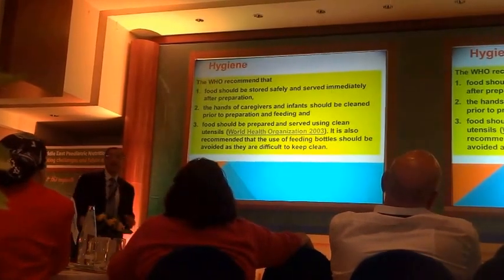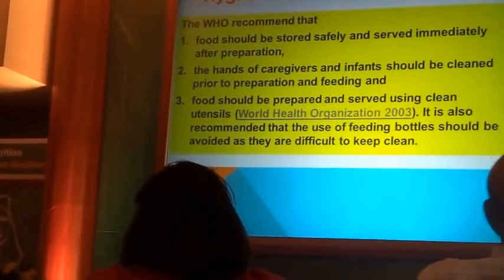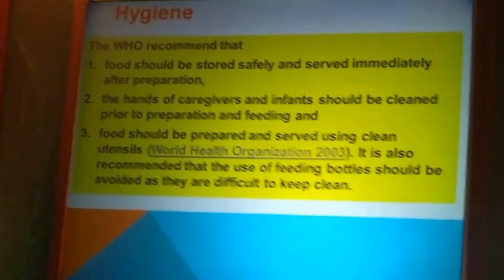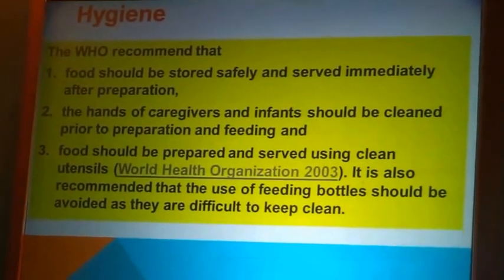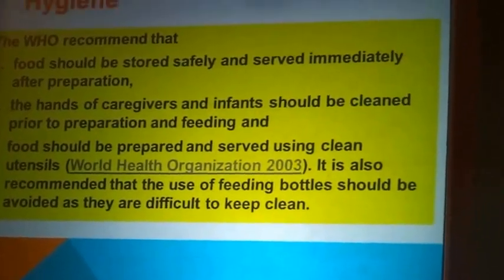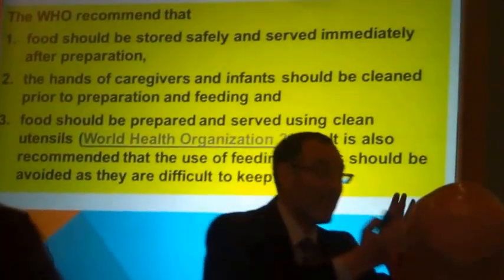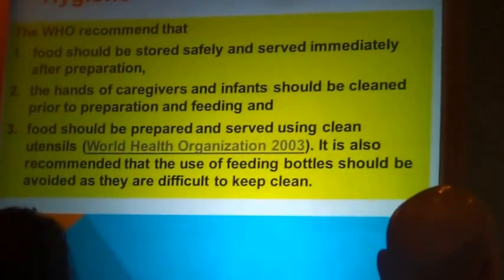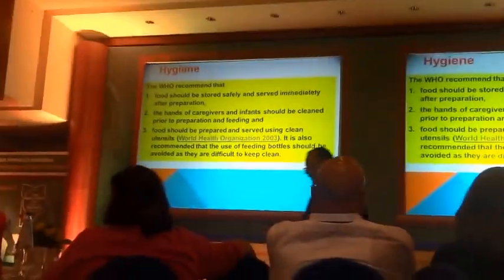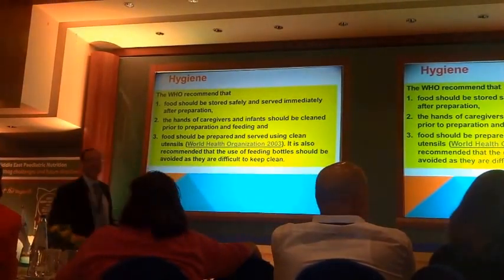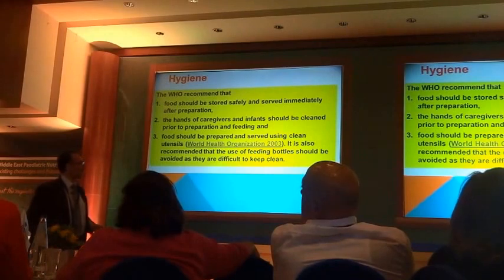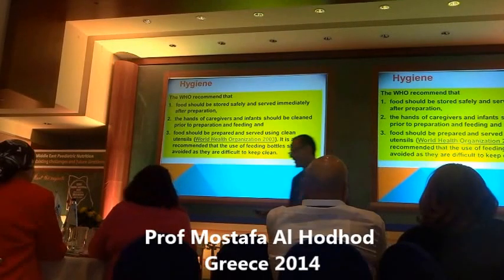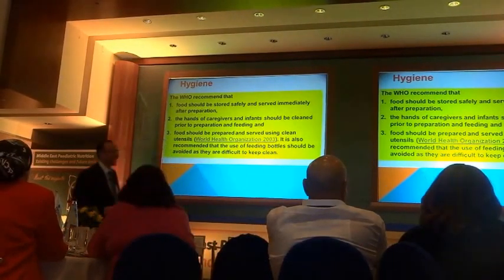Food processing, we have 3 important items recommended by the WHO. Store safely, serve it immediately after preparation. So a mother will ask you, can I prepare the vegetables with the meat and put it in the deep freeze and use it over 1 week? The recommendation is to serve it immediately after preparation. And hands of the caregivers should be clean. Caregivers and infants. Plastic or whatever, and aluminum, so it's an area of debate.